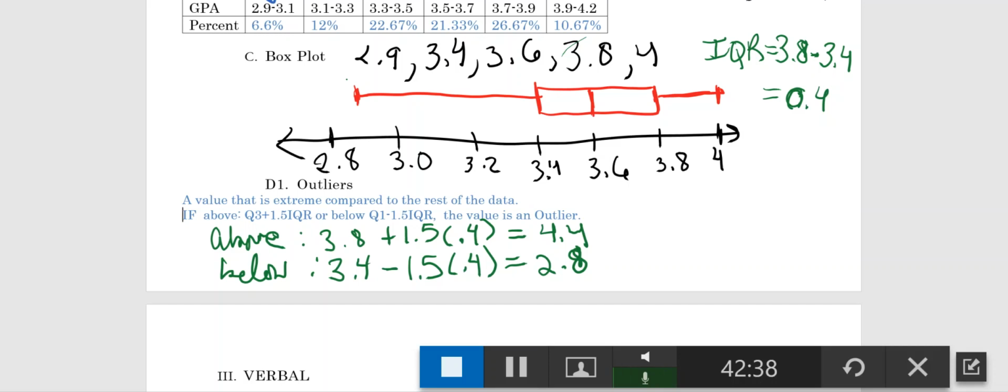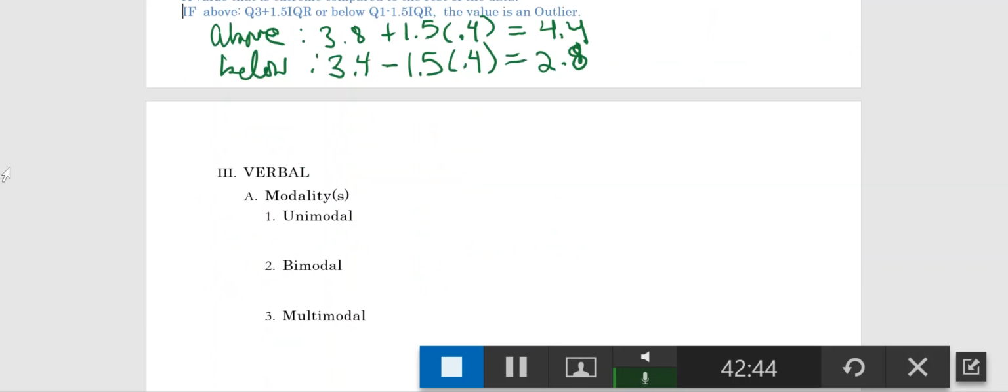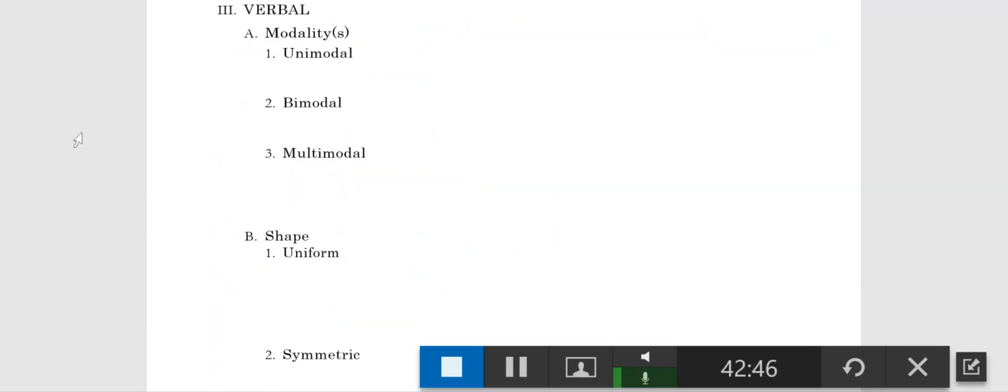All right. Now let's talk about how to describe shape, or how your data looks. These are all verbal. So we usually look at a histogram and then make this decision.